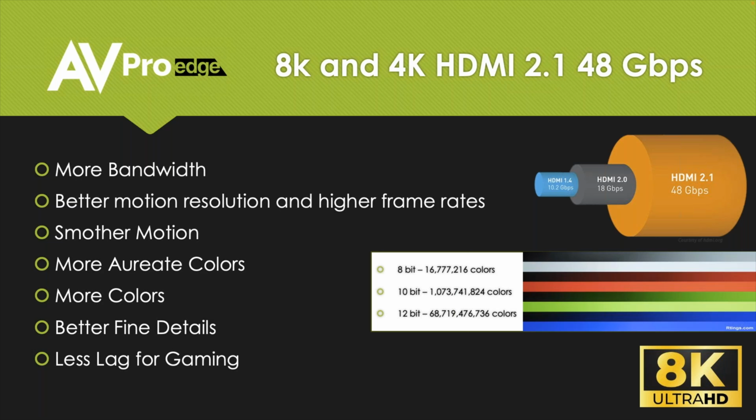More motion resolution, higher frame rates, smoother motion, more accurate colors, more colors. If we take a look at the little chart to the side, 8-bit, we go from 16 million colors, 10-bit, just over 1 billion colors, 12-bit, 68 billion colors. Where this shows up is when you see sunsets and blue skies. You may see what I call gradient lines. You're going to see the differences between when the shades of blue change. As you go from 8-bit to 10-bit to 12-bit, those transitions, which we call small edge transitions, get much smoother. They look much more natural.